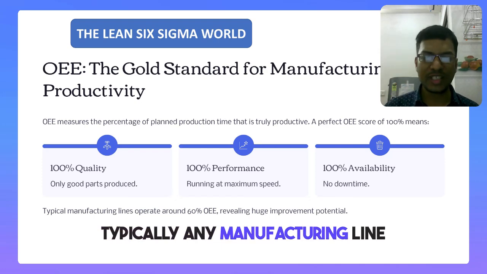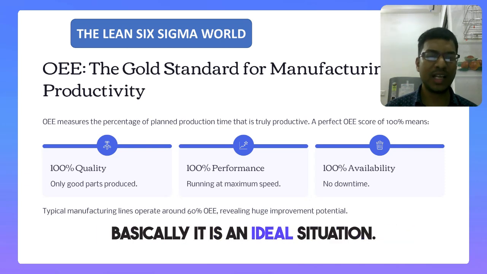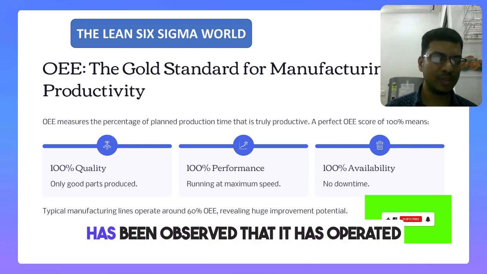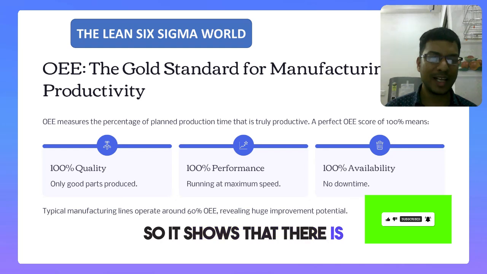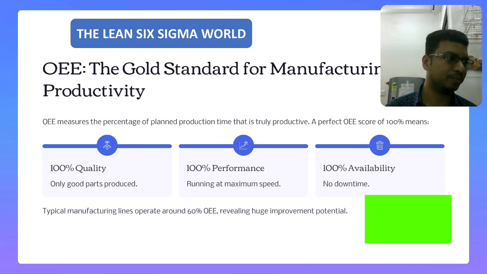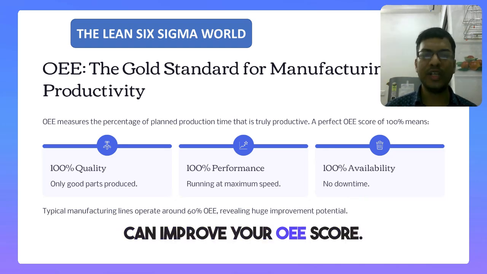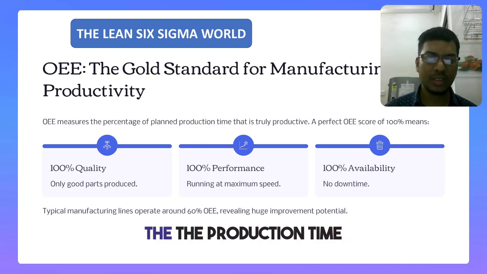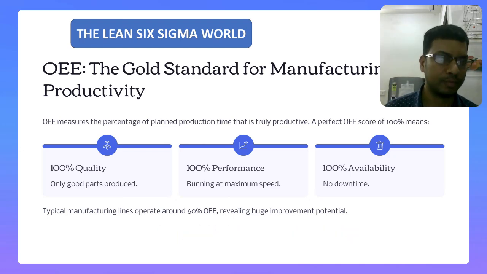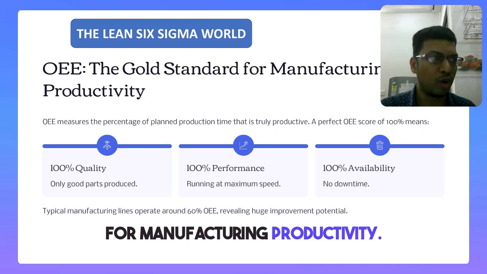Typically, any manufacturing line basically operates at 60% OEE. 100% OEE is an ideal situation, but in manufacturing lines it has been observed that they operate at 60% OEE. So it shows that there is a huge scope for improvement. By optimizing the losses, you can improve your OEE score. And we can find out what is the production time that is truly productive. So OEE is a benchmark for manufacturing productivity.